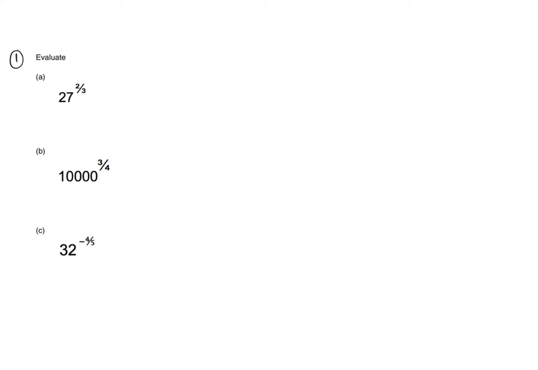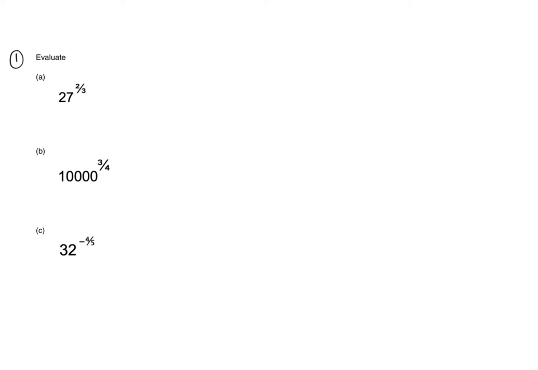All the questions here involve powers that are fractions. So if you look at question 1, we have 27 to the 2/3, we have 10,000 to the 3/4, and 32 to the negative 4/5. And they ask you to evaluate. So we want to come up with a simpler version, a value to represent each of these powers.